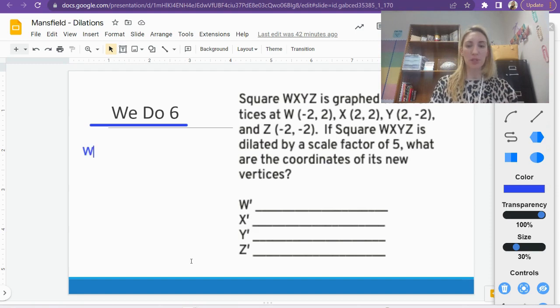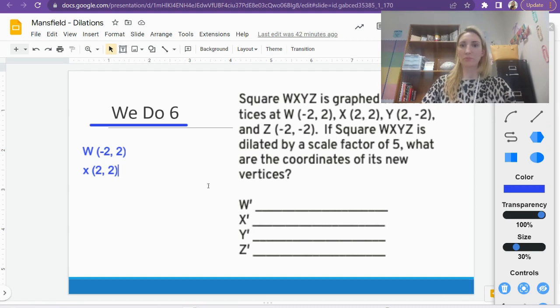So go ahead and write W. W is (-2, 2). Please write that in your notebook. Write X, Y, and Z as well. I'm going to put them over here. So X is (2, 2). Y is (2, -2). Please don't abandon your negatives. Be careful with that. And Z. Oh, I forgot to put them as capital letters. It's okay. Do you guys forgive me? I hope you do.